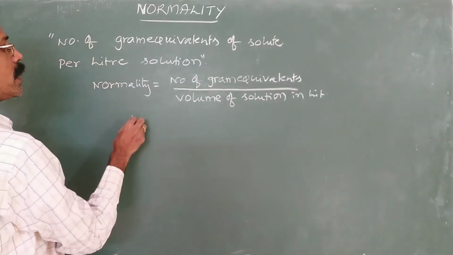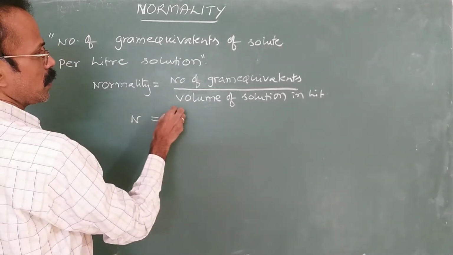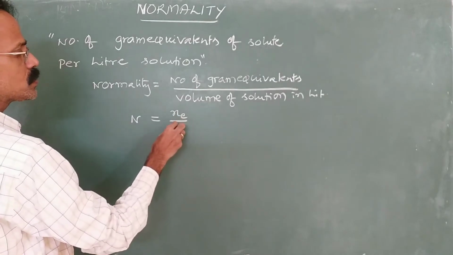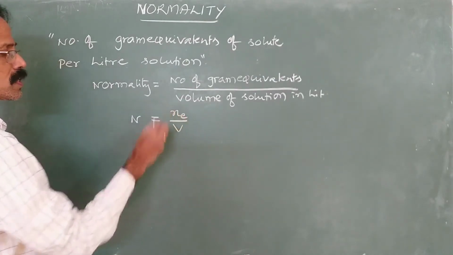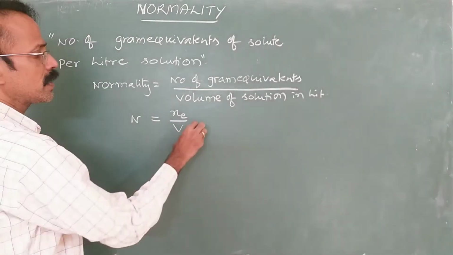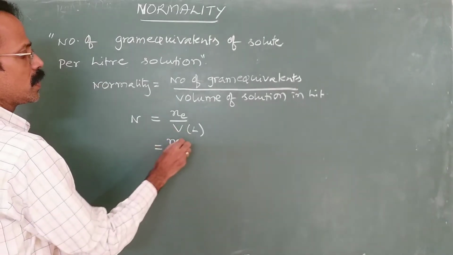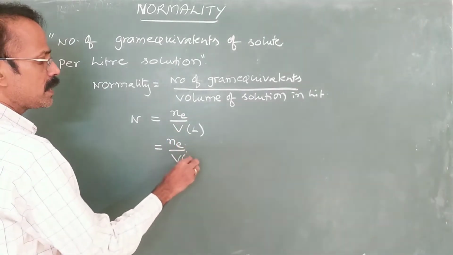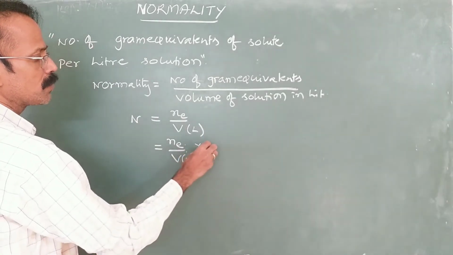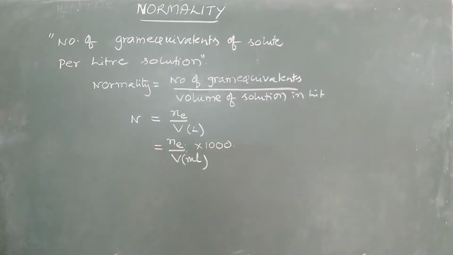Now normality is denoted by N. So the number of equivalents is Ne and the volume of the solution is V, right? So this is the number of equivalents of the solute divided by the volume of the solution in liters. If volume is given in milliliters, then divide the volume of the solution in milliliters by 1000. Then you will get this formula.